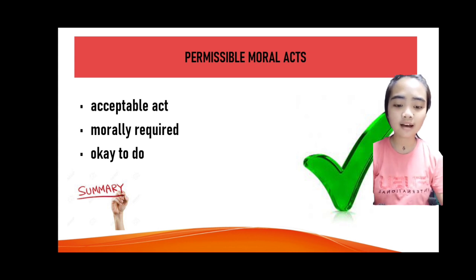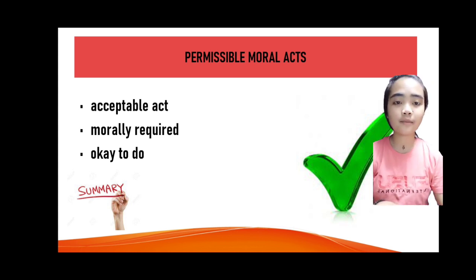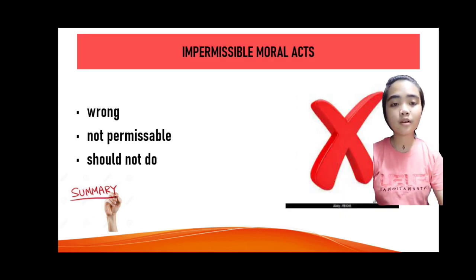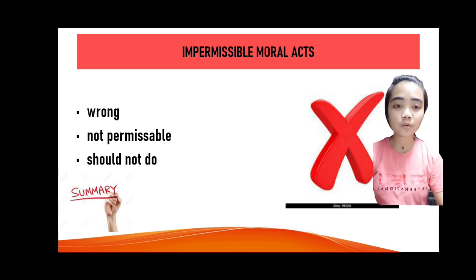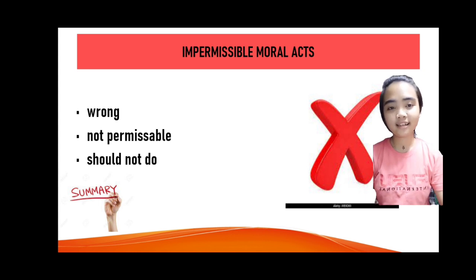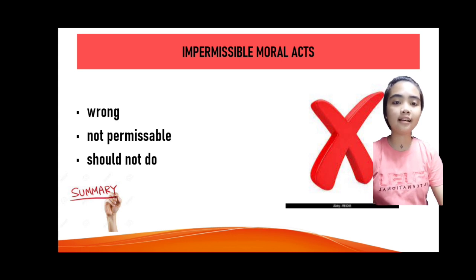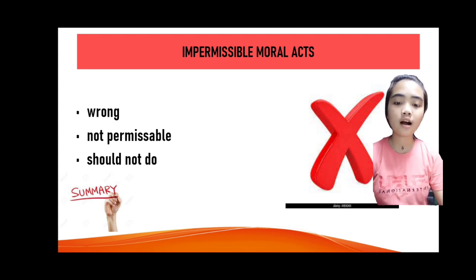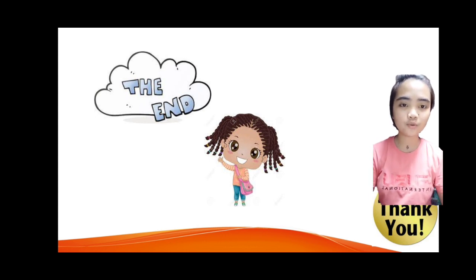Permissible moral acts are what we call the right things to do, or okay to do, and are socially accepted. Impermissible moral acts are what we call the wrong things to do and are not socially accepted. These are things we are not allowed to do, like killing, robbing, and lying. So that's all about the categorical imperative, and that's all. Thank you.